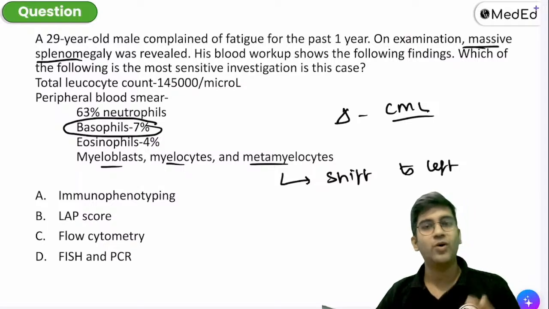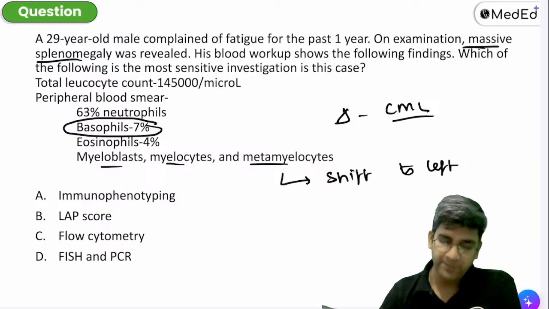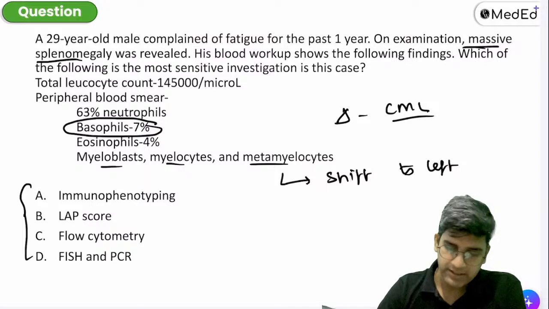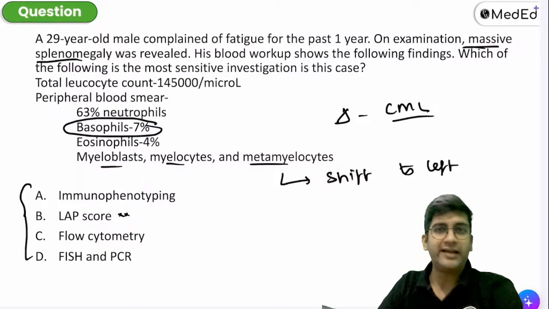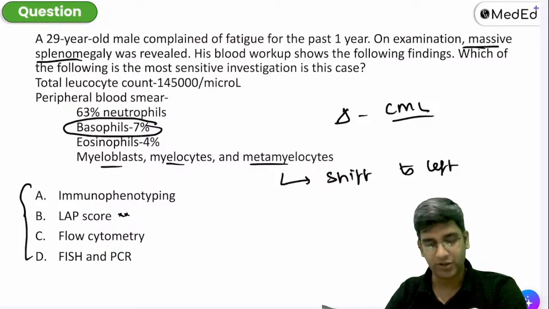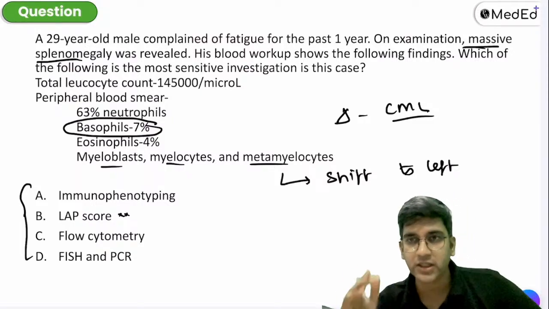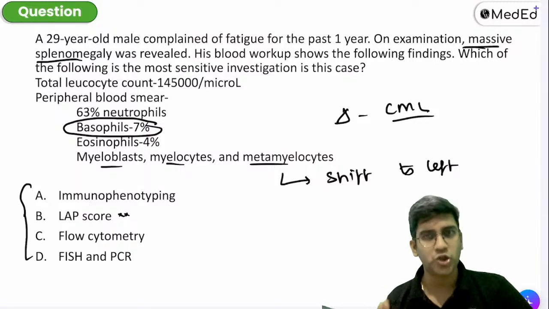The question is, what's the next investigation I will do here? Fine. Now I have 4 options. Leukocyte alkaline phosphatase score is useful in CML, but not in real life. Textbookish, theoretically it is useful, in real life it is not useful at all, right? Now the answer to this, like Nitin said, is FISH or PCR, right?